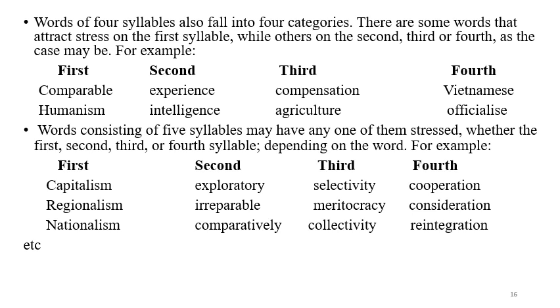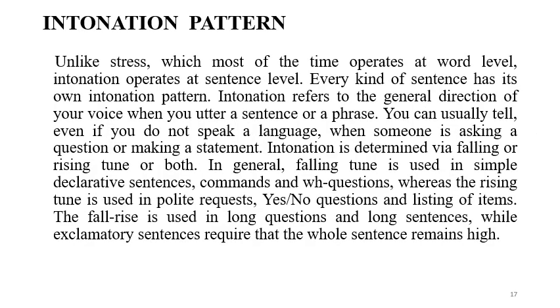Words consisting of five syllables may have one of them stressed, whether the first, second, third, or fourth syllable, depending on the word. For example, those stressed on the first syllable include capitalism, regionalism, nationalism. On the second, we have words like exploratory, irreparable, comparatively, selectivity, meritocracy, collectivity, cooperation, consideration, reintegration, as the case may be.